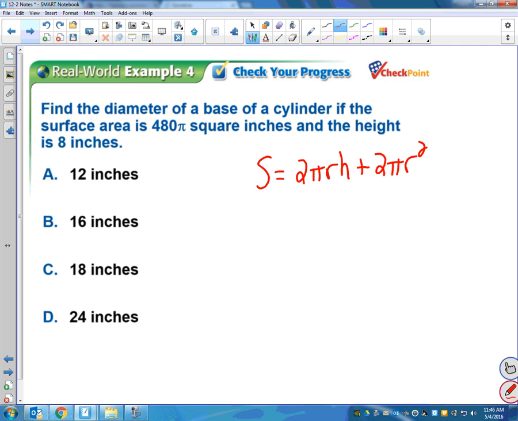This, because they gave me surface area, and I thought I could just plug my stuff in and solve for R. Do you agree with that? So I plugged in 480 for surface area, 480 pi. And then I plugged in 8 for my height, which gives me 16 pi R plus 2 pi R squared. But then it's not so easy to solve for R there, right? Like, we could make this a quadratic. Okay, so could I divide everything by pi without making my pi's go away?